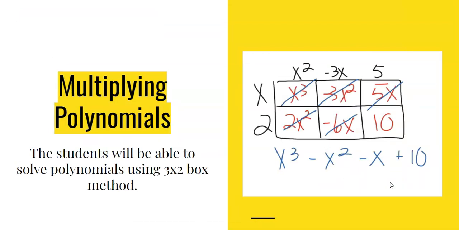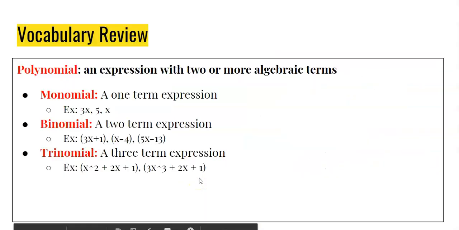So now actually going into multiplying polynomials, you're going to be able to solve them using a 3x2 box method. Here's some vocabulary review. As a reminder, a polynomial is an expression with two or more algebraic terms, where algebraic terms are separated by multiplication symbols, parentheses, adding, or subtracting symbols. An example of a monomial, which is a one-term expression, is just 3x by itself, 5 by itself, x by itself. A binomial is a two-term expression, such as 3x plus 1, x minus 4, 5x minus 13. A trinomial is a three-term expression, such as x squared plus 2x plus 1, 3x cubed plus 2x plus 1. Notice there are three individual items within the parentheses.